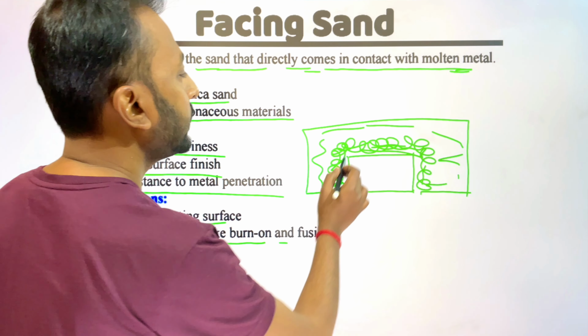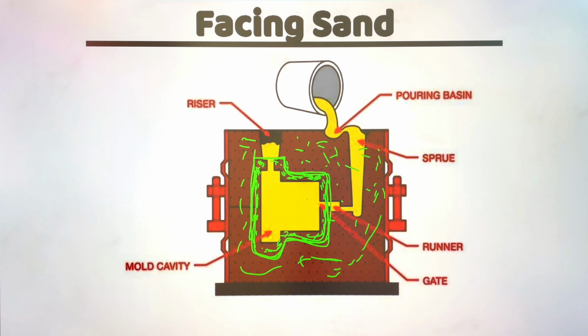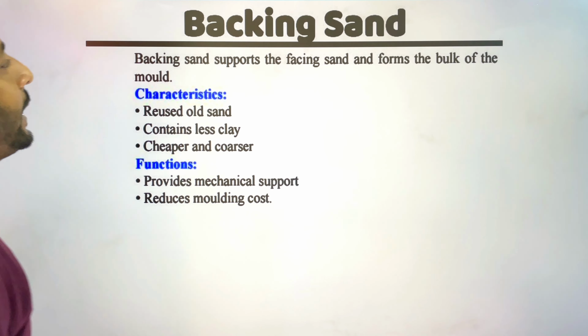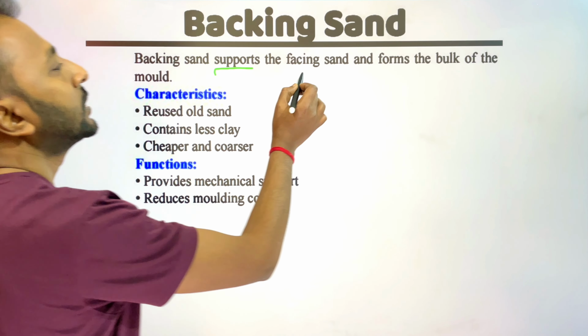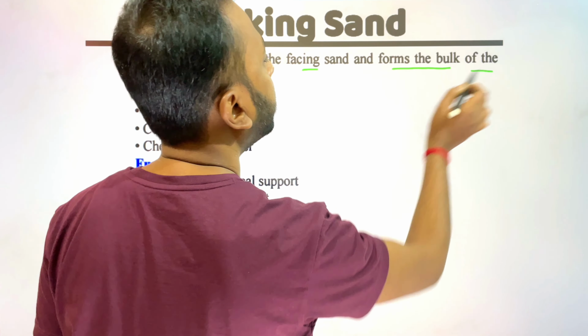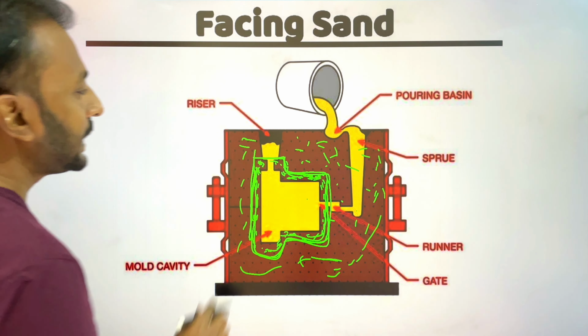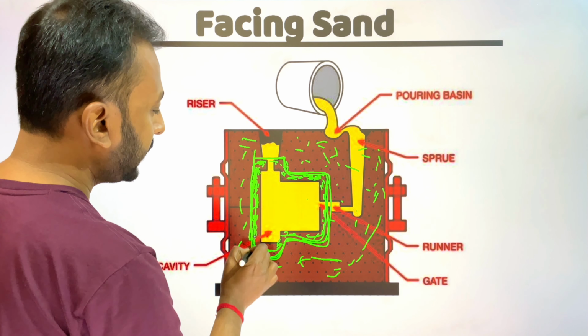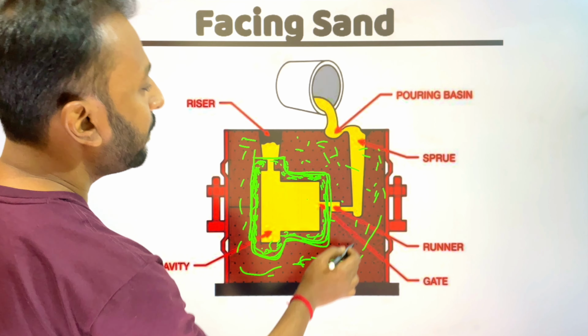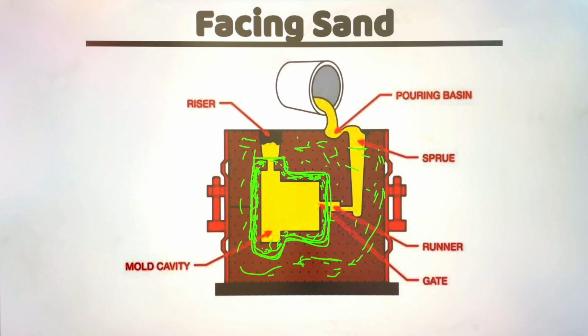So the fresh sand is called the facing sand. The next one is backing sand. So backing sand supports the facing sand and forms the bulk of the mold. So in this figure we can see these are the facing sand and the rest are the backing sand.